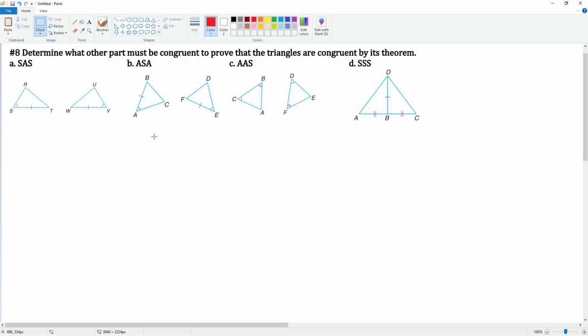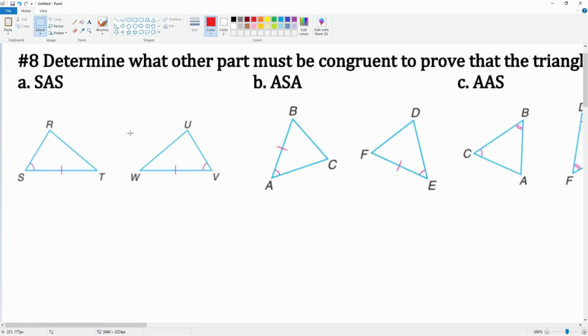Question 8. Determine what other parts must be congruent to prove that the triangles are congruent by its theorem. So, looking at A, we want to prove this using side angle side. So let's label what we actually have.